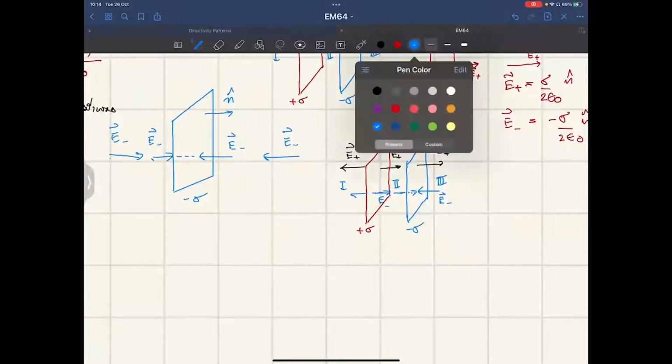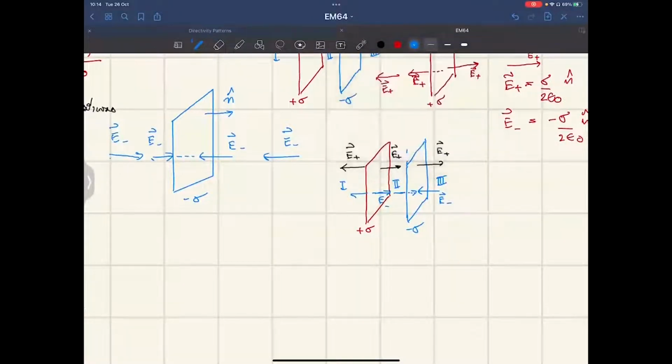It's going this way. It's going toward the plate. Okay. It's going toward this plate.